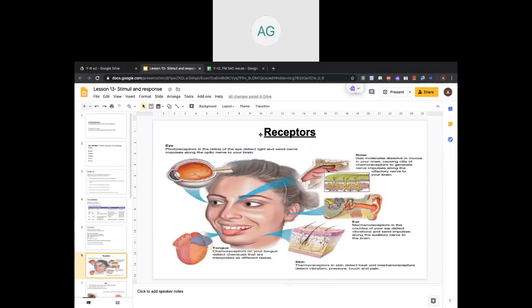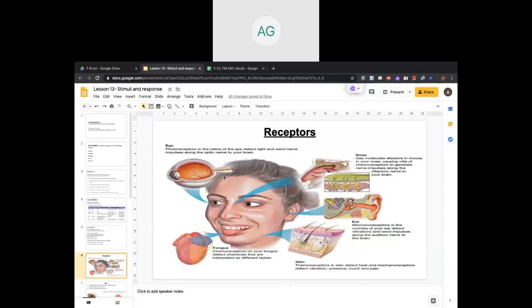Okay, so the receptors. As we were talking about the 5 sense organs, the eye, first of all. We know the photoreceptors are in the retina of the eye. The retina inside is a structure of the eye. The retina detects the light and sends the nerve impulse along the optic nerve to your brain.